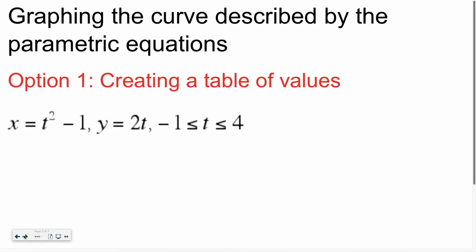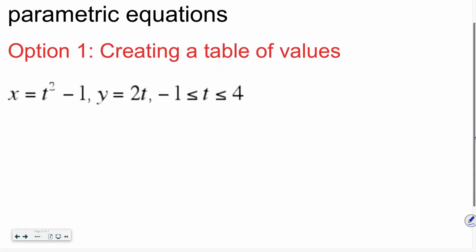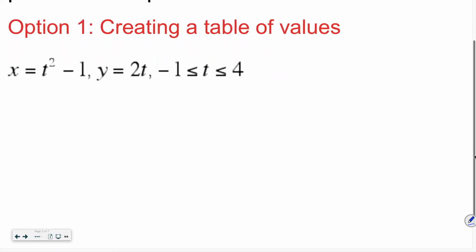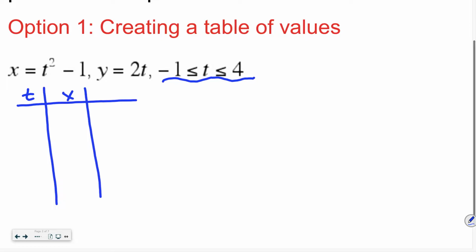All right, so in this example, I give you a specific domain. T is going to start at -1 and it's going to stop at 4. So we can make a t, x, y chart where we're going to plug in -1, 0, 1, 2, 3, 4 for t. This is kind of boring and tedious, but simple math.